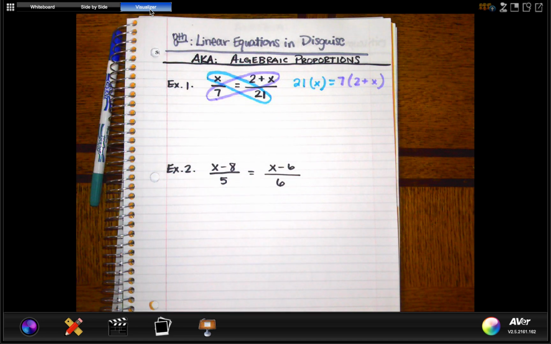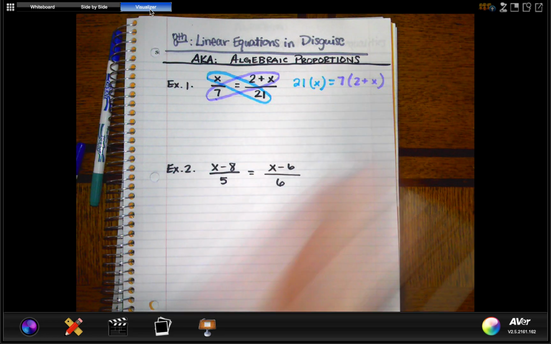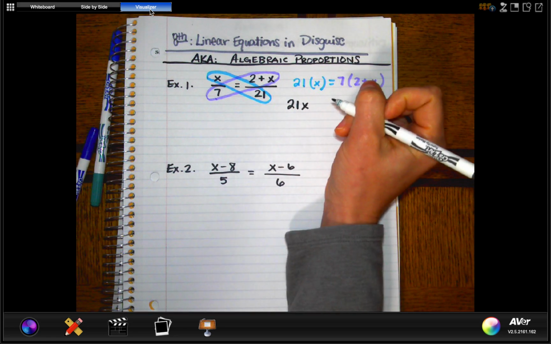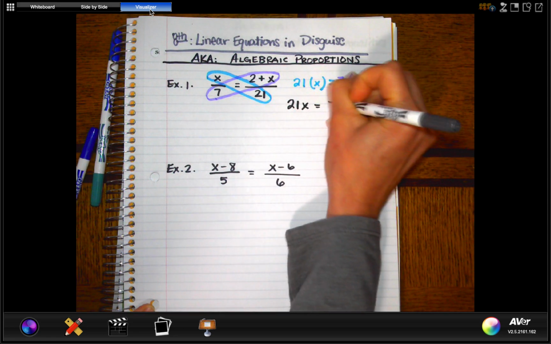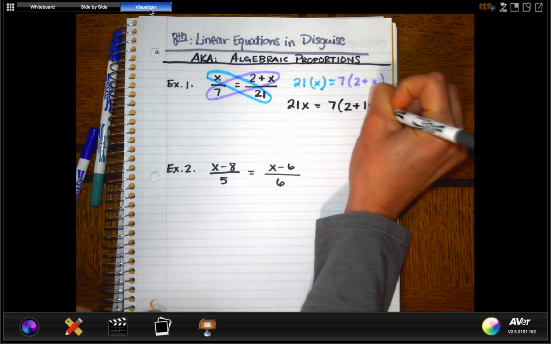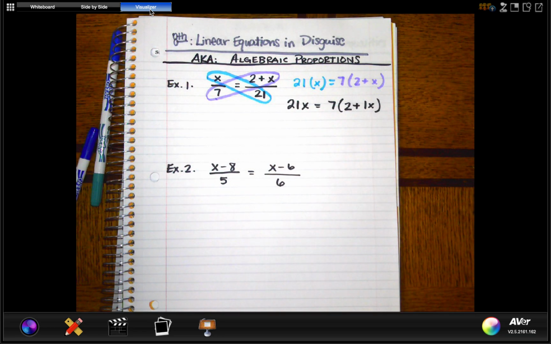Now, what we're going to do is make this look identical to something we already know how to solve. Parentheses, just so you recall, means I'm going to multiply or distribute. So what I really have here is 21x equal 7, and then in parentheses, 2 plus 1x. And that is something that we solved in the last lesson. That is a multi-step equation now, okay?